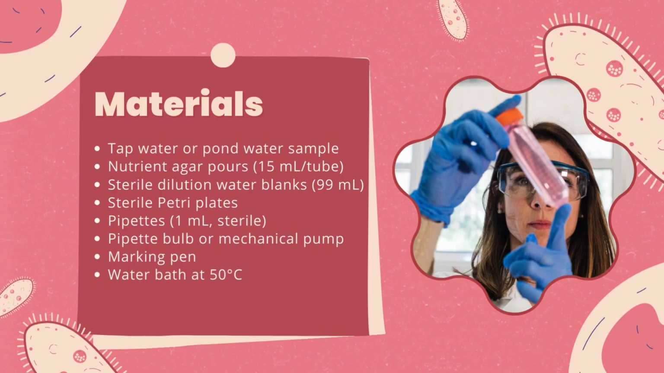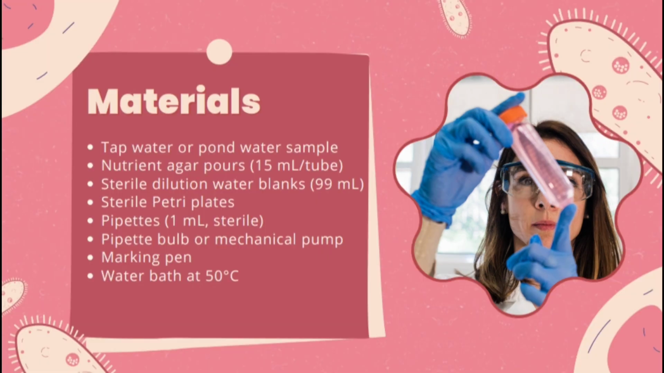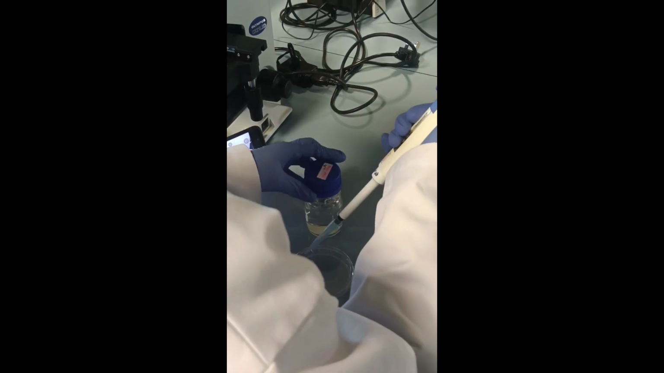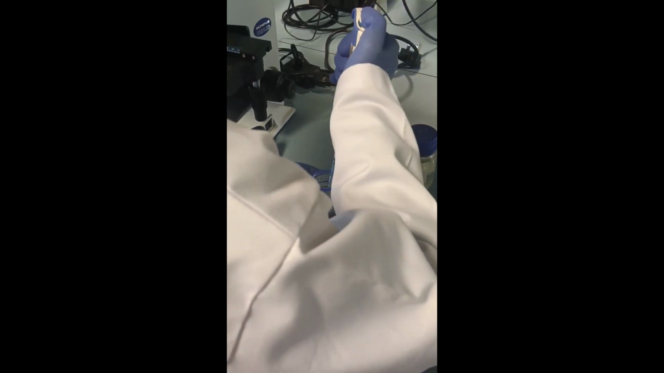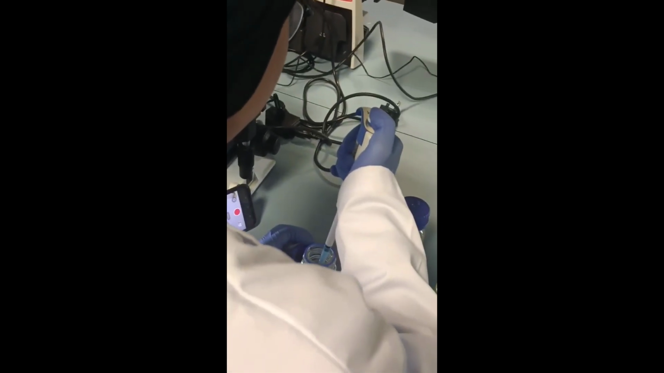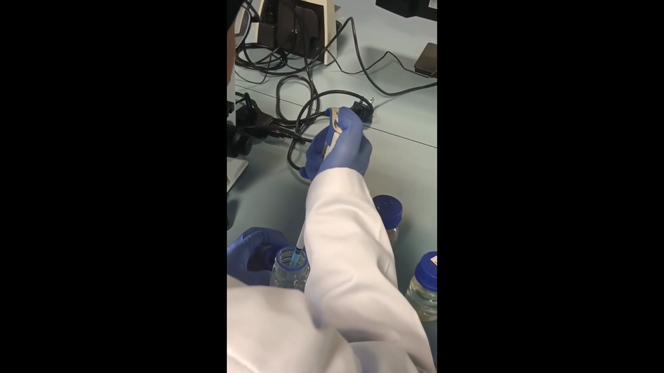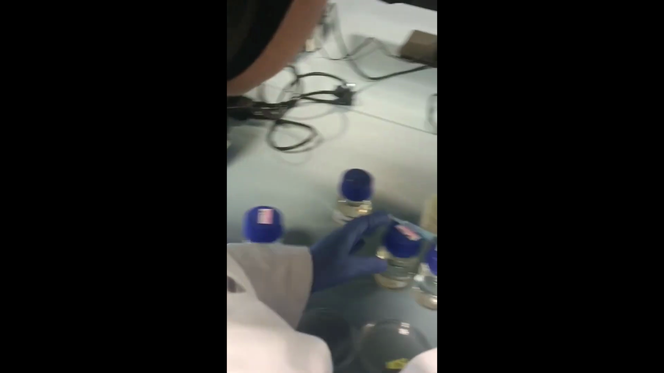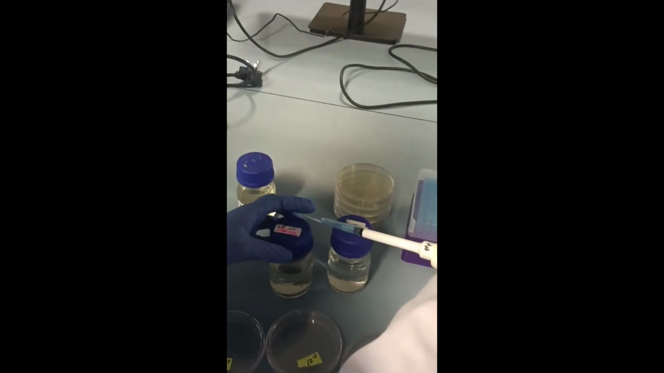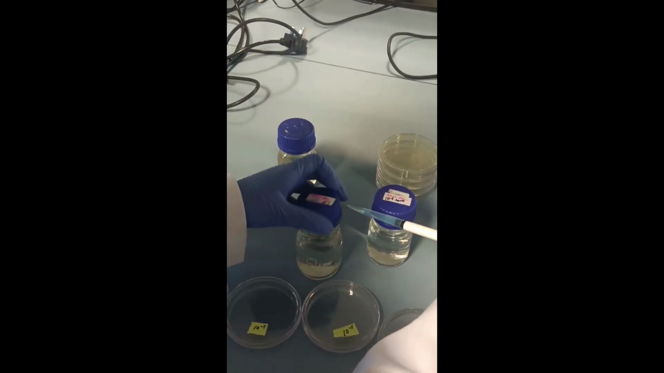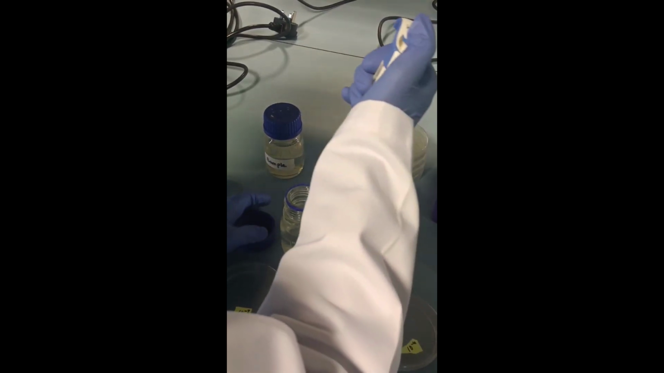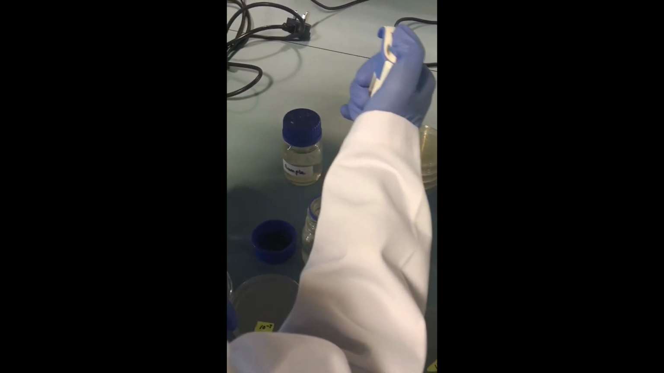These are the materials used in the pour plate method for this experiment. Label 3 of the 99 ml dilution blanks 10^-2, 10^-4 and 10^-6 respectively. Label the 4 petri plates 10^-2 through 10^-5. Aseptically remove 1 ml of sample with a sterile pipette and transfer to the 10^-2 dilution blank. Shake the dilution blank vigorously.